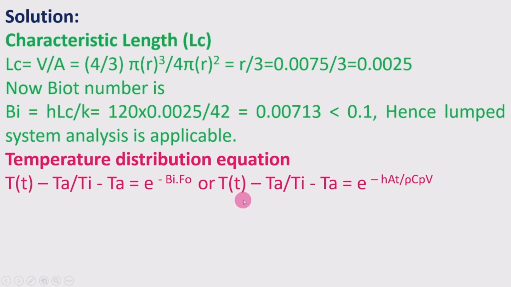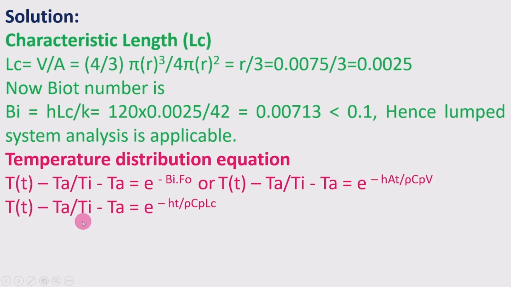where T of t is the temperature after the particular time, Ta is the outside temperature, Ti is the initial temperature, and again this Ta is the air or outside temperature. And here h is the heat transfer coefficient, A is the area of the sphere, t is the time to attain that temperature, rho is the density, Cp is the specific heat, V is the volume.